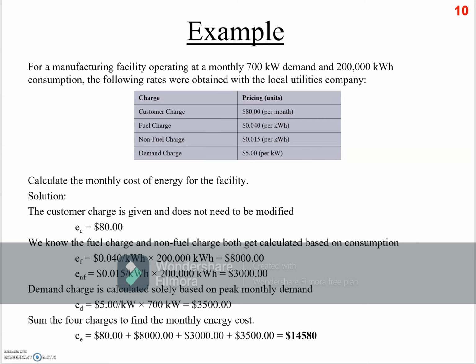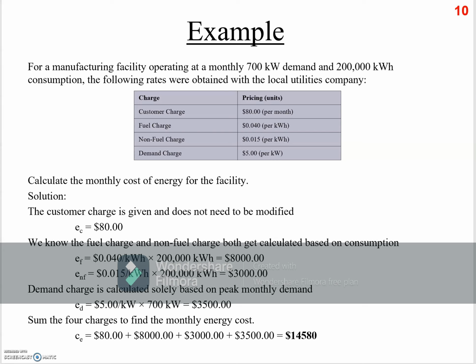So here we have an example where we have a manufacturing facility operating at a monthly 700 kilowatt demand and 200,000 kilowatt hour consumption. The following rates were obtained with the local utility companies. And so we want you to calculate the monthly cost of energy for the facility. So below is the solution for it.